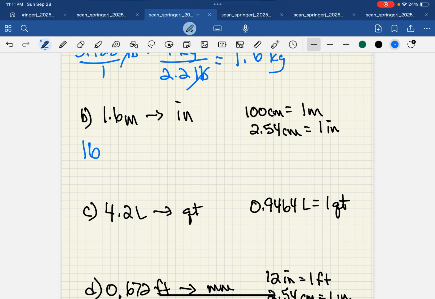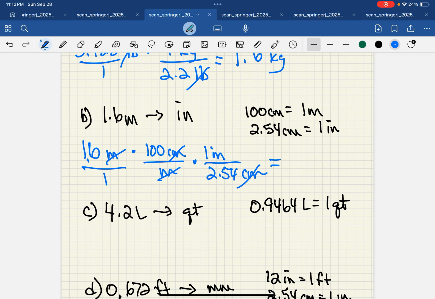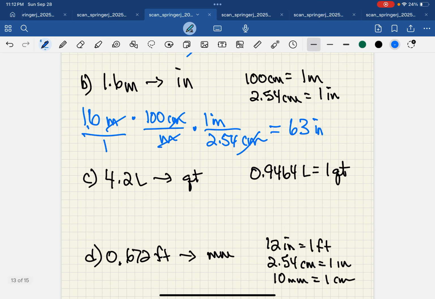1.6 meters. And we want that into inches. Those are some helpful things to know. So 1.6 meters times 100 centimeters per meter. Meters cancel. Times 1 inch over 2.54 centimeters. Centimeters cancel, will be inches. So 1.6 times 100 divided by 2.54, and I get 63 inches. We could turn that into feet. We get 5'3". Maybe you're 5'3". I don't know.